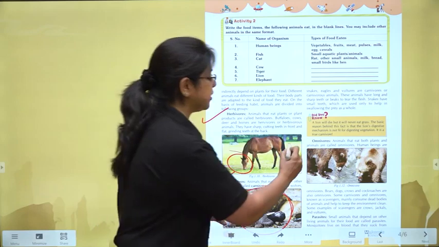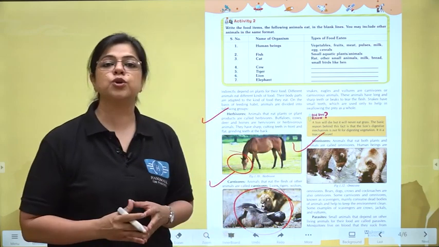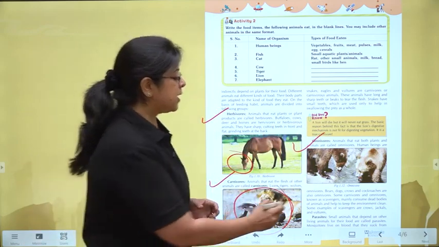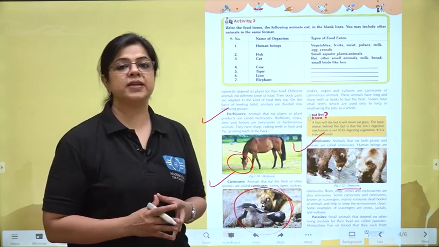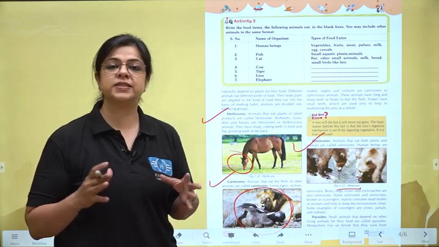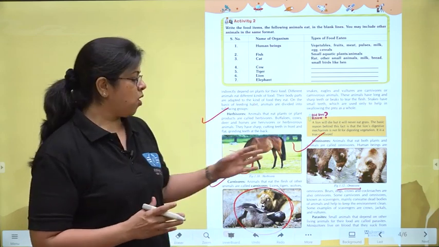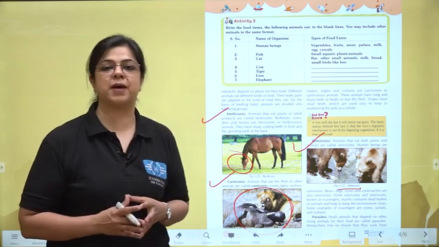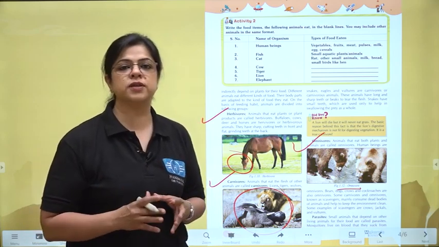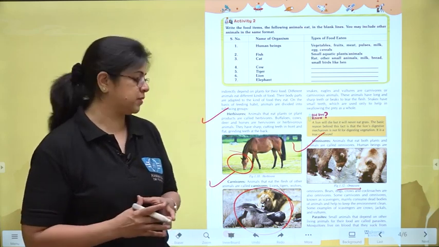The next category includes omnivores. Omnivores, like bears, eat both plant food and also smaller animals. Omnivores have sharp teeth. They also have flat teeth at the back to chew softer tissues, that of plants.